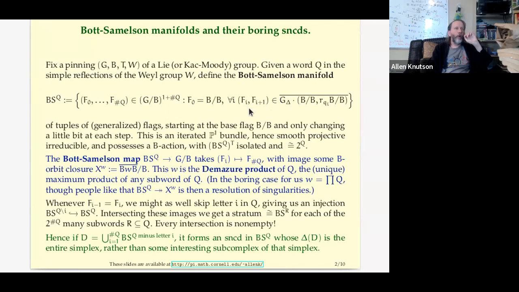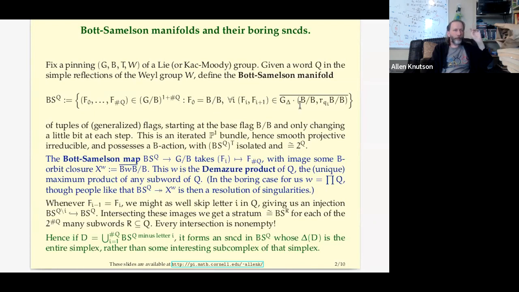And I say it's a boring SNCD because if I intersect any set of them, for example, if I intersect all of them, I'm going to get something non-empty. I intersect all of them and I get the zeroth flag equals the first flag equals the second flag, dot, dot, dot. I just get the base flag. I intersect all of them and I get a point. And that means that the associated simplicial complex is a simplex. All right, so that's boring. I mean, homeomorphic to a ball is a nice thing to have, but not because you're just a simplex. So that's not going to be the SNCD I'm really interested in.